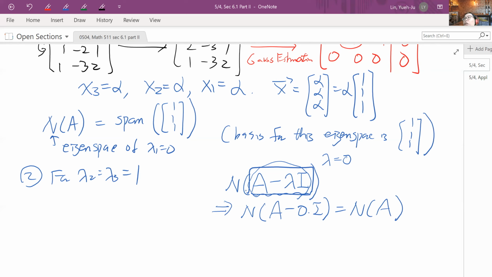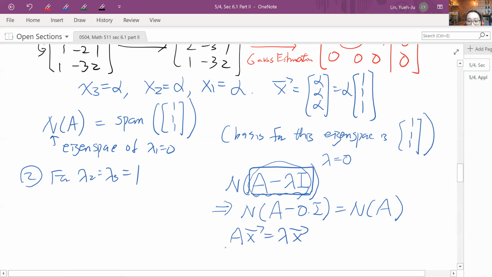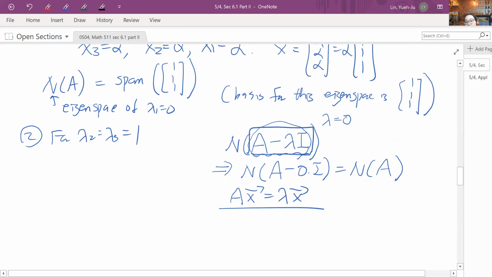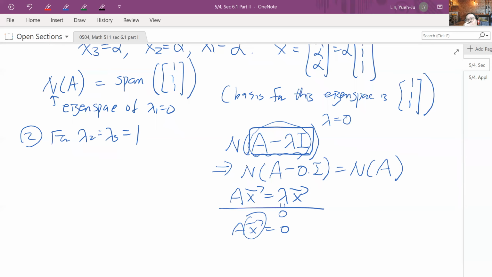Someone just asked me about this as well. Because this is the definition of eigenvalue and eigenvector, if lambda is 0, then you're solving AX equals 0. So that's why your eigenvector turns out to be any non-zero vector in the null space. So this is a special case.